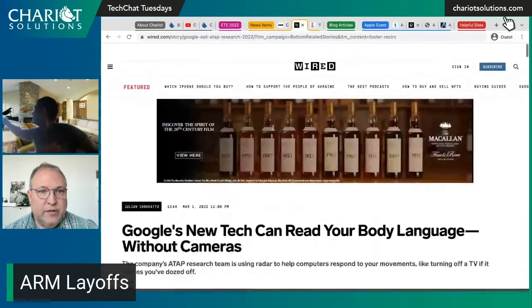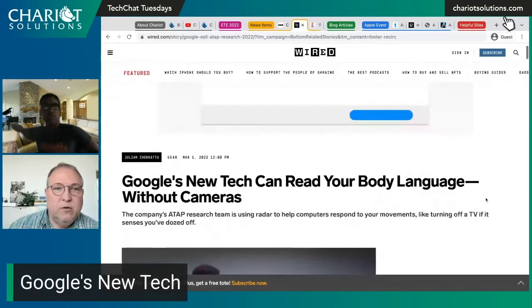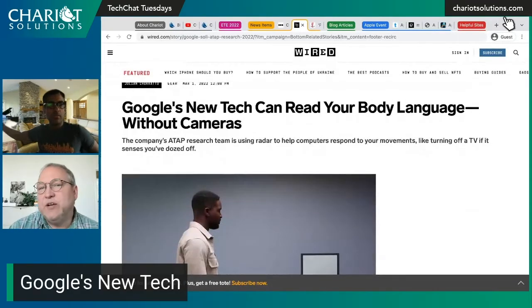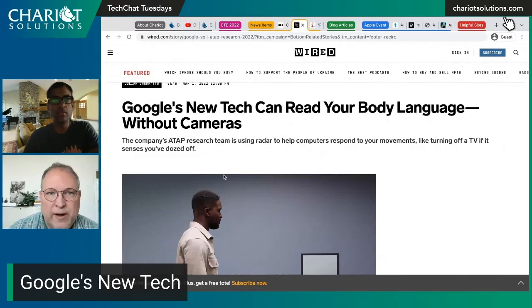All right. This is one you pulled out that I was like, wow. Google's new tech can read your body language without cameras, on Wired. Yeah, it's just scary. Scary, and it's not as invasive as a camera or video camera.